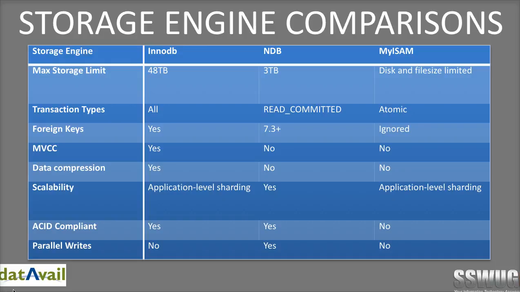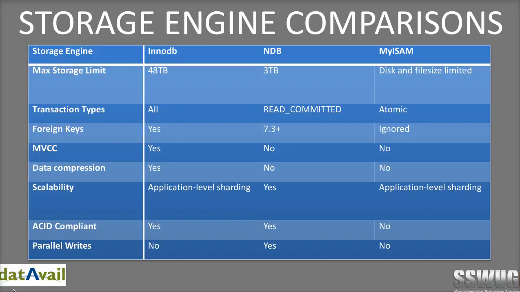And InnoDB does not have it, nor does MyISAM. For scalability, you have to use application level sharding for both InnoDB and MyISAM. Scalability for InnoDB is because you can distribute amongst nodes, and there you have it for scalability. Of course, you can also use application level sharding for InnoDB as well.